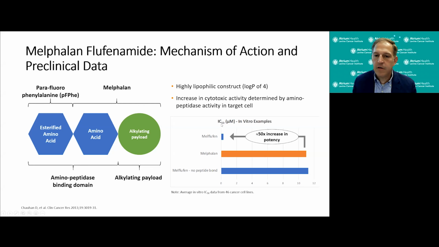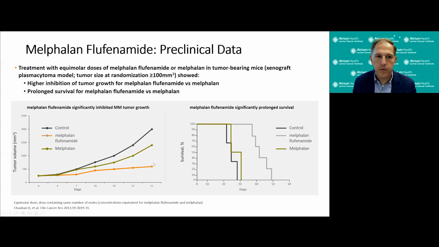And what you can see here, so this IC50 means you're inhibiting 50% of the myeloma cells at that particular drug concentration. And what you can see here on the bar graphs is that the dose of melflufen that is required to inhibit 50% of the myeloma cells is far lower, in fact, 50-fold lower than regular old melphalan. And if you get rid of that cleavable peptide bond, melflufen performs no better than regular old melphalan, which suggests that this lipophilic nature and then cutting by the aminopeptidases inside the myeloma cell is actually important.